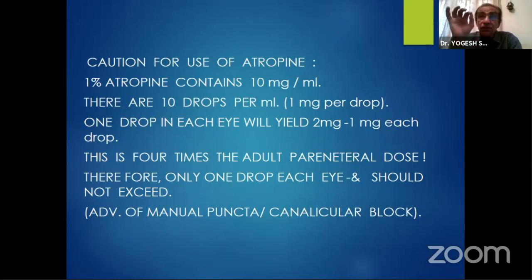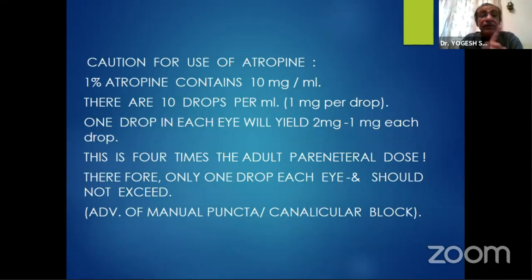That means if you put 1 drop in the eye, you are putting 1 milligram per drop, because there are 10 milligram in 1 ml, and 1 ml contains 10 drops. So one drop contains 1 milligram. So when you are instilling 1 drop in the eye of a child, you are instilling 1 milligram. Now 1 drop in each eye yields 2 milligram. Listen carefully. If you put it in both eyes, it is 4 milligrams.